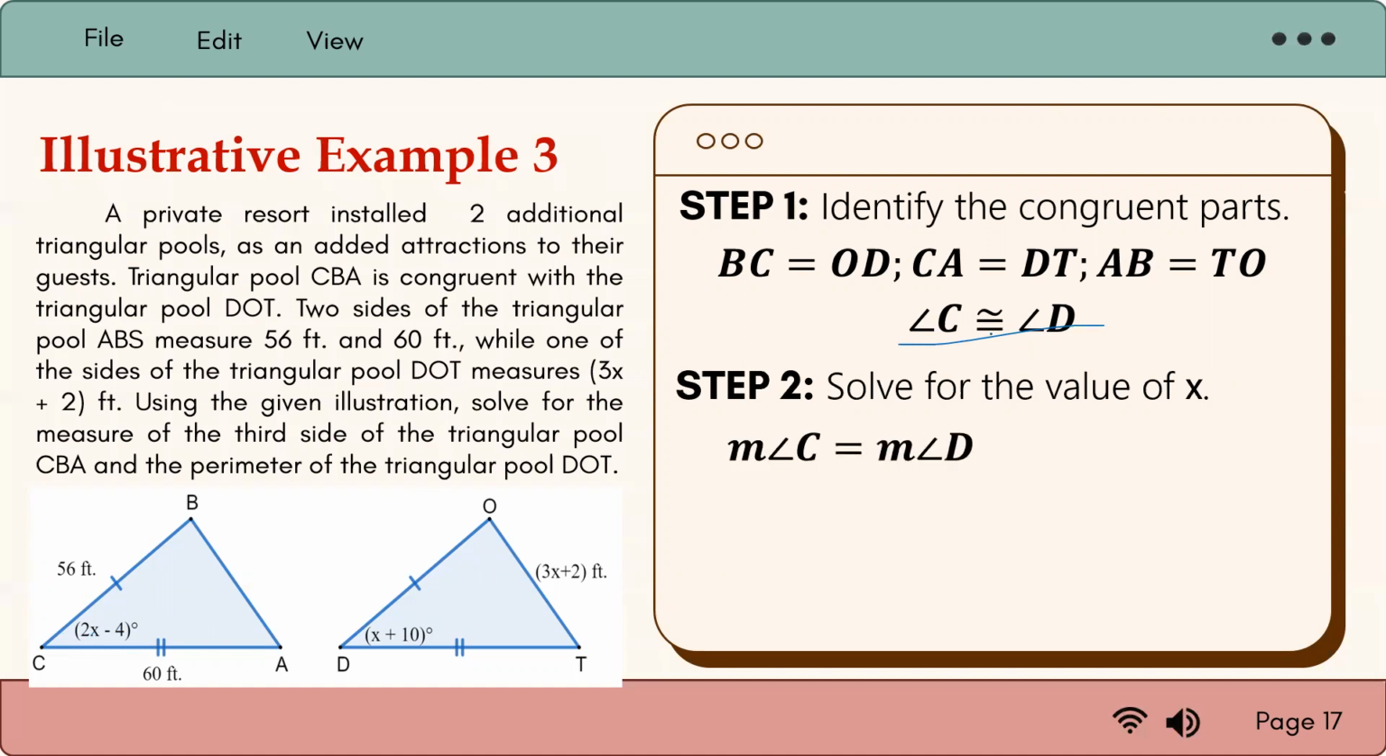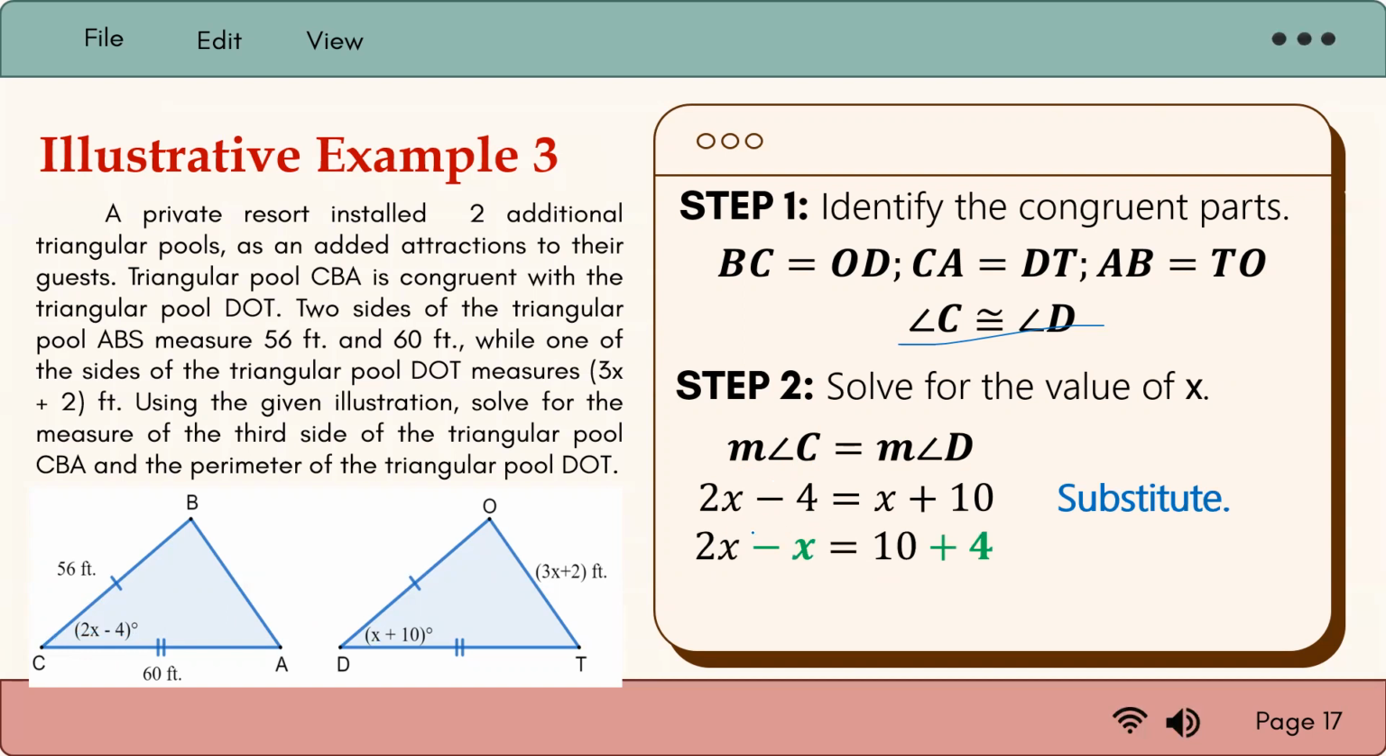Since these two are congruent, meaning they are equal, we can just equate their corresponding algebraic expressions. Angle C is 2x minus 4 degrees, and angle D is x plus 10 degrees. So now we substitute and solve for x.